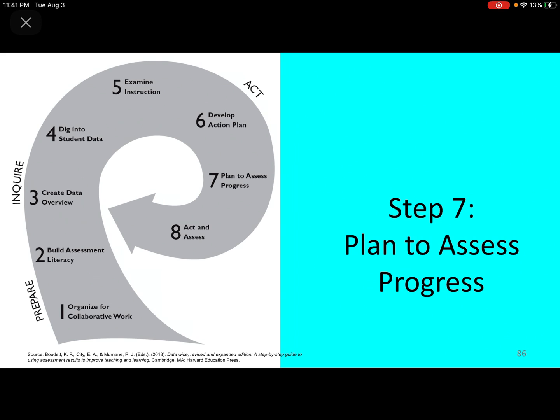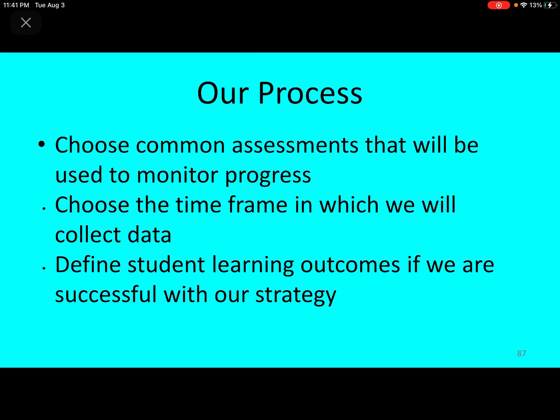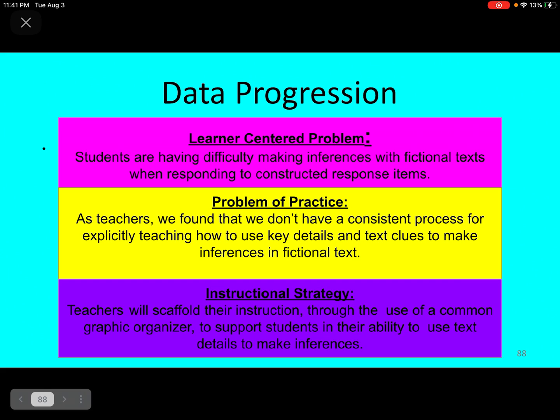So the final step that we committed to in this work was step 7, and this is basically the plan to assess progress, which is crucial because essentially a plan means nothing if your constituents do not adhere to it. So our plan to assess progress helped us ensure that our staff stay committed to the work with follow-ups to monitor areas of success and additional need. So our process was to choose common assessments that we would use to monitor progress, choose the time frame in which we would collect data, and then define student learning outcomes if we are successful with our strategy.